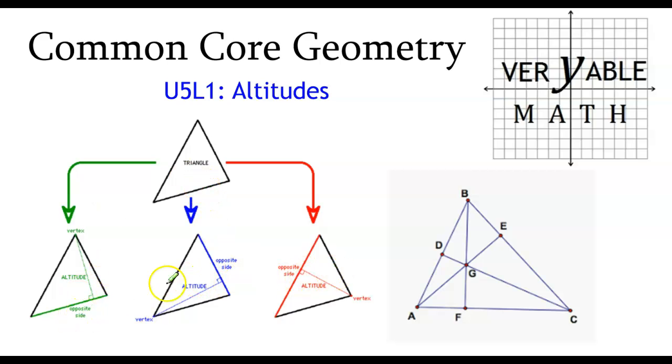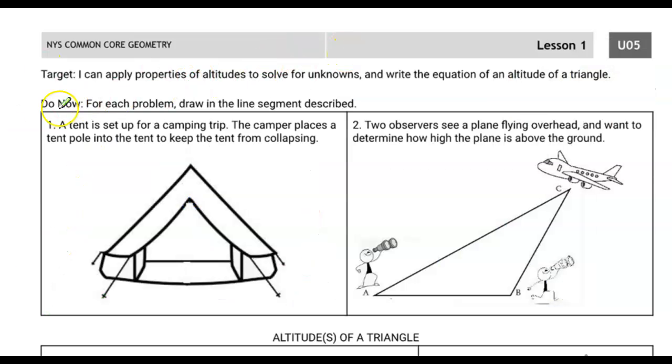And as a matter of fact, in any triangle, you can draw 3 different altitudes. Most of the time, they're going to be drawn inside the triangle. Sometimes they'll be outside, but we'll give you all that information coming up. Let's take a look at the learning target.